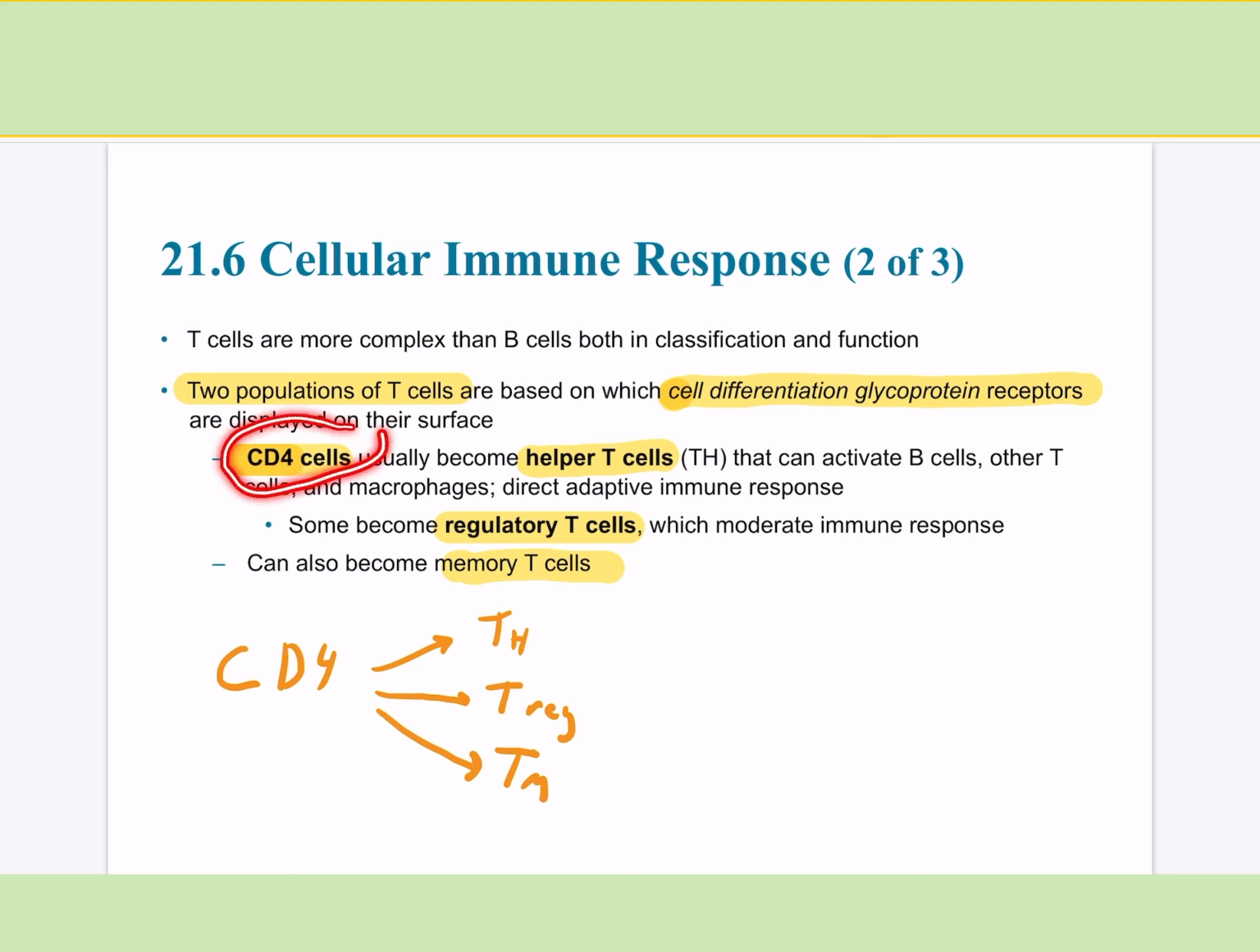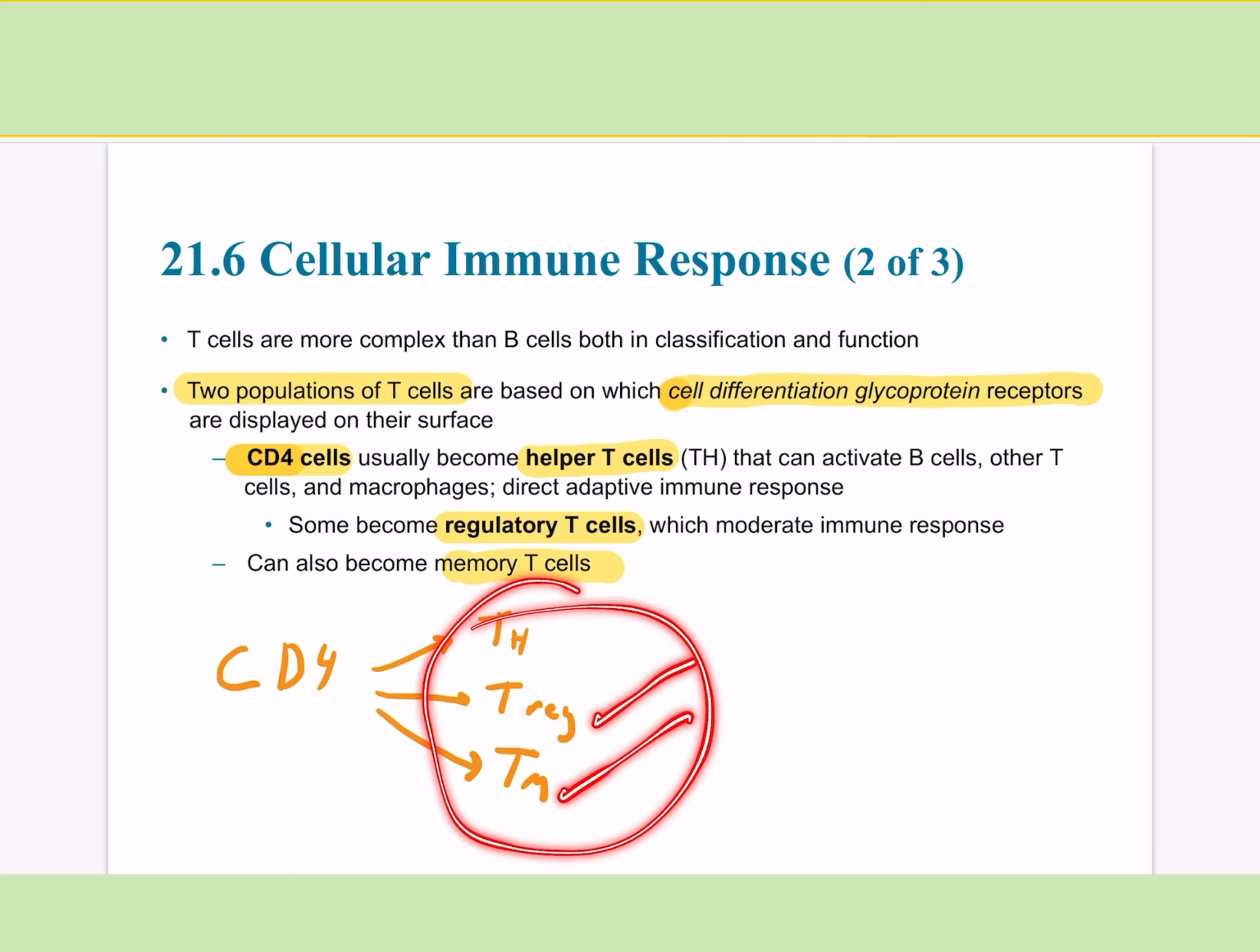One group is going to be called CD4. CD4 will usually become activated as helper T cells. And what's the job of these? Well, quickly they can activate B cells, other types of T cells, macrophages, and they have a role in other parts of the immune system, and we'll have a look at that. Some of them also become this group of cells we call reg T cells or regulatory T cells, which moderate the immune response. And a group can also become part of what we'll call memory T cells for use down the road. So CD4 cells can either become T helper cells, T reg, T memory. Those are the main types we're going to be looking at.